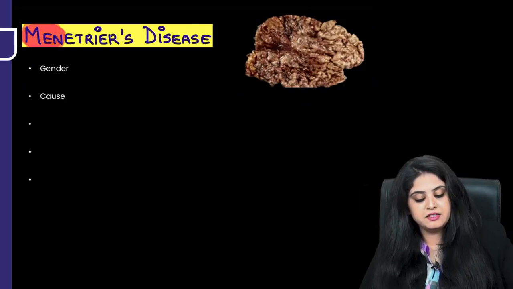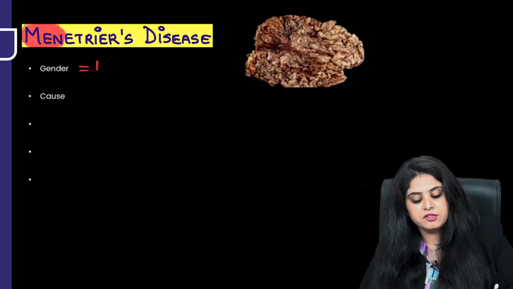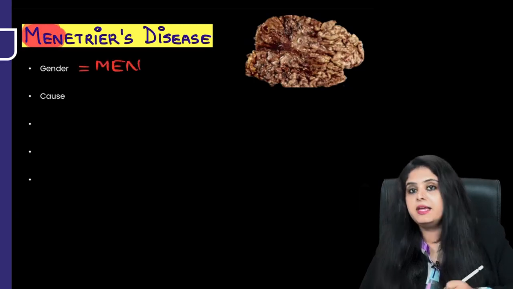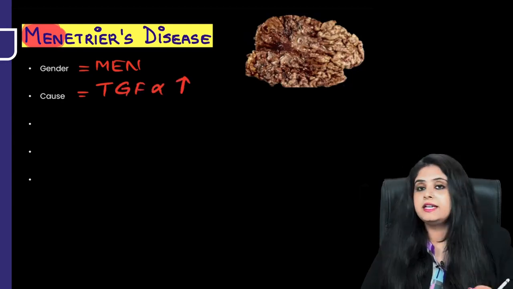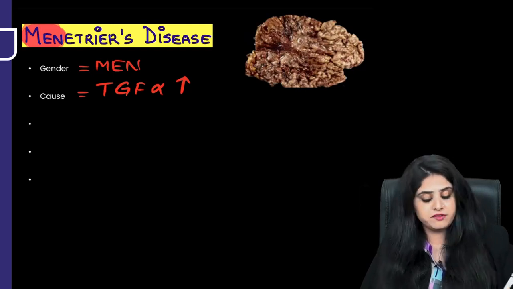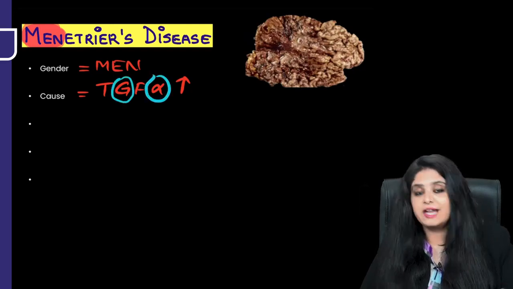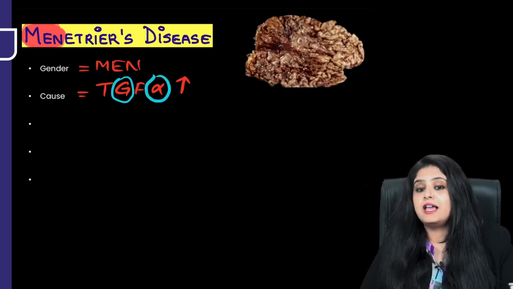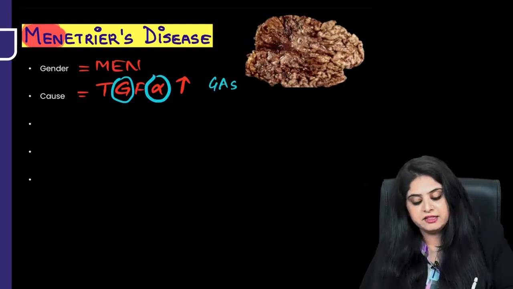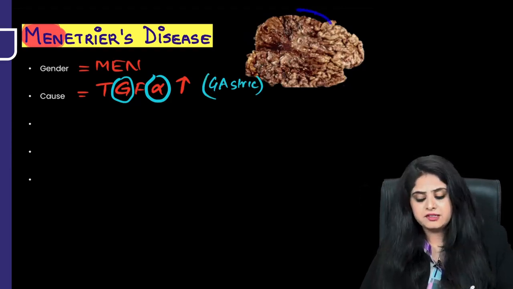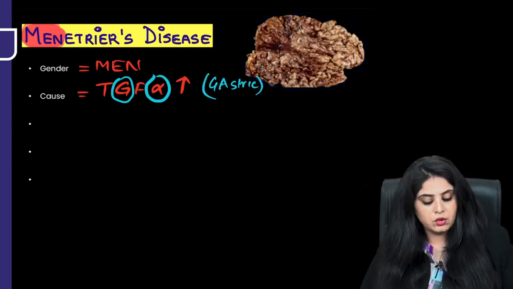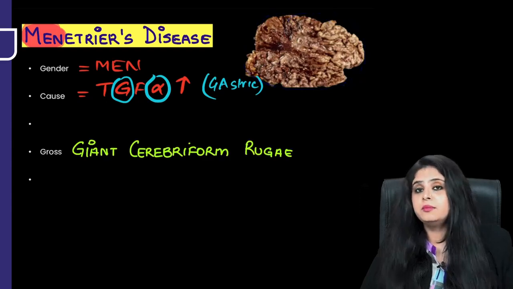And guys, as I write the word Menetrier's, of course, the gender is going to be more common in men. And what is the reason? This is because of TGF alpha increase. They will give you options like TNF alpha, TGF beta. Don't get confused. So remember, G and A for gastric. TGF alpha is how you will define this gastric disease. So what is happening? I'm seeing that the stomach is looking like the brain. So grossly it is becoming giant cerebriform rugae.